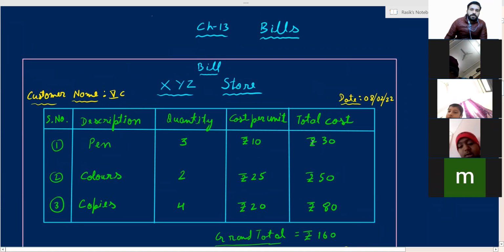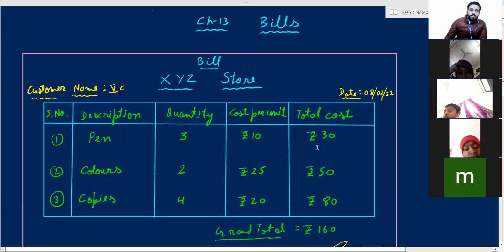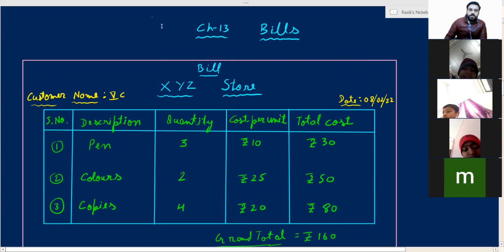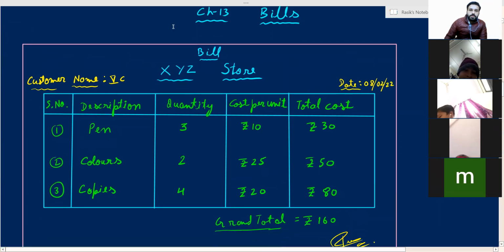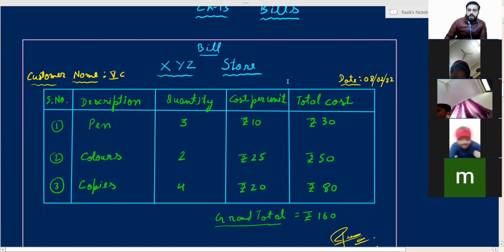Can we start with the first question of the exercise? You have to prepare a bill. We can do it on our own. Yes, Beta, sure. We are going to start the first question. Only the first question we will discuss together, and then from question number two, I will ask you to do it yourselves.